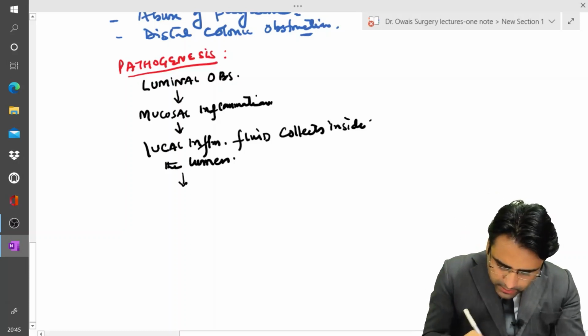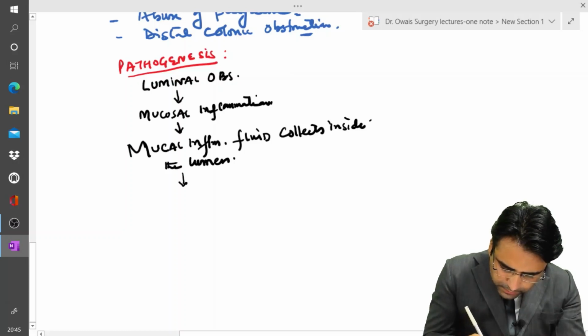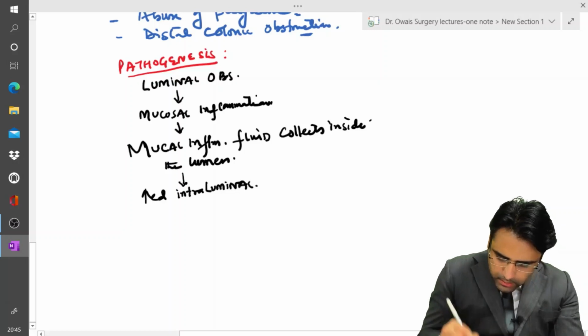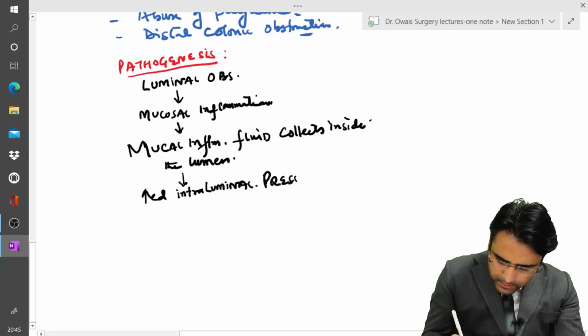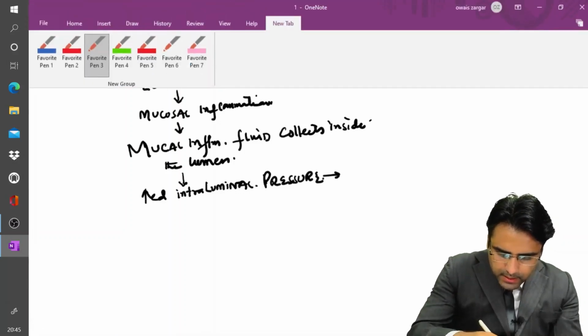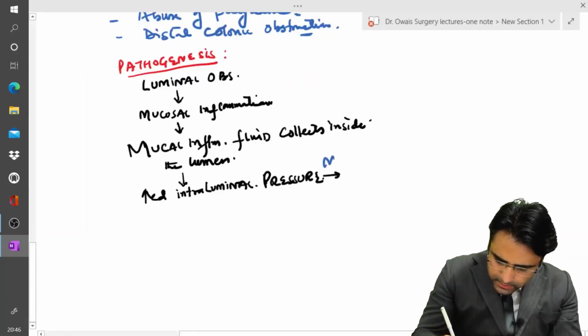which is termed a mucocele of the appendix. So it will lead to increased intraluminal pressure, which is termed a mucocele of the appendix.